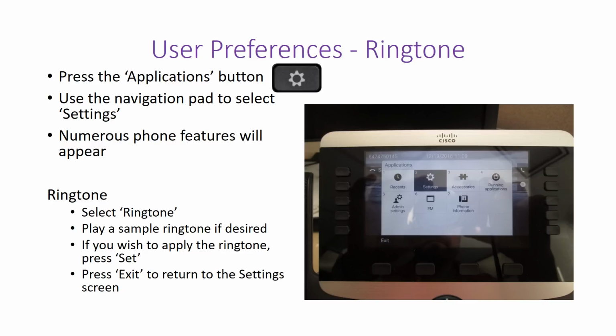If you were looking to view or edit your ringtone, you would select Ringtone from the menu. You would then press Exit, Set, or Play. You may press Play to hear a sample ringtone that you choose. Upon choosing the desired ringtone, you would press Set to apply it to the phone. Finally, press Exit to return to the settings screen.